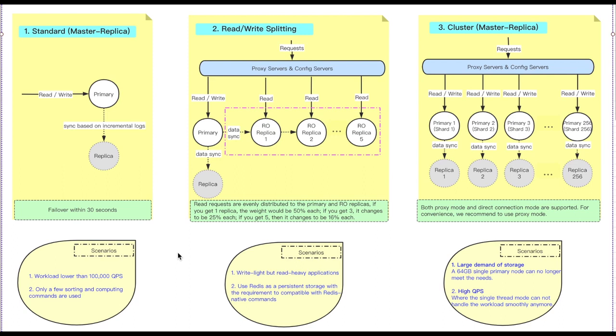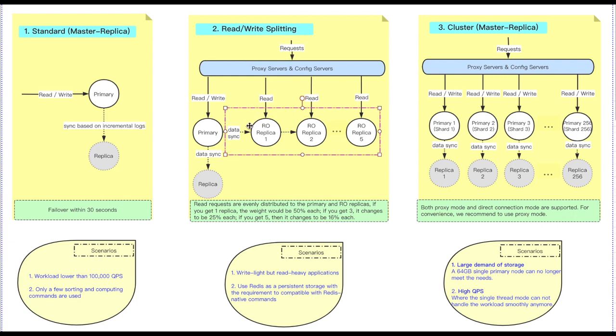Then let's see what read-write splitting is. If you fully understand the previous one, the standard architecture, then it will be very fast for you to understand the read-write splitting architecture. Look at the diagram in the middle. Compared with the former one, the proxy layer and read-only instances are what make the read-write splitting architecture different.